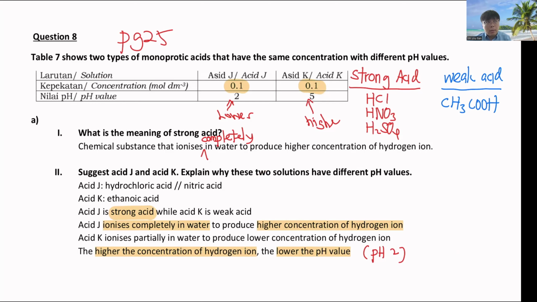So hydrochloric acid, nitric acid. Here they don't accept too much on sulfuric acid, but try to give nitric acid and hydrochloric acid because these are monoprotic acids. But sulfuric acid is actually very strong because it's a diprotic acid that produces 2H plus. So the pH should not be 2, it should be like 1.